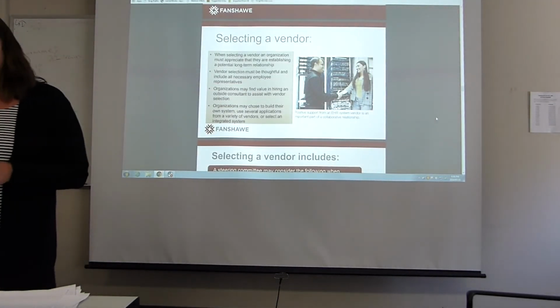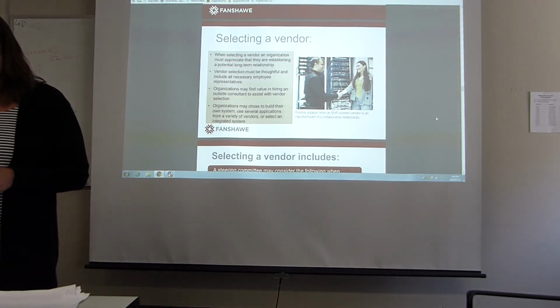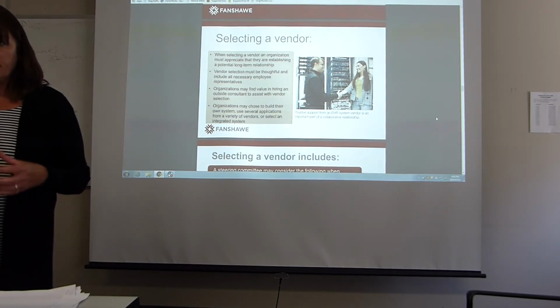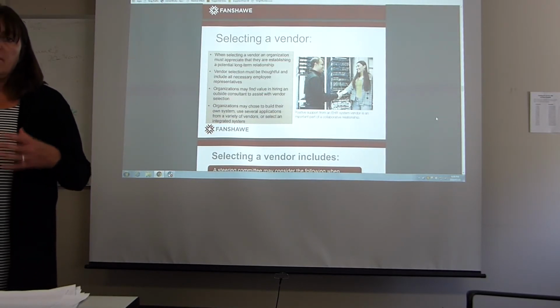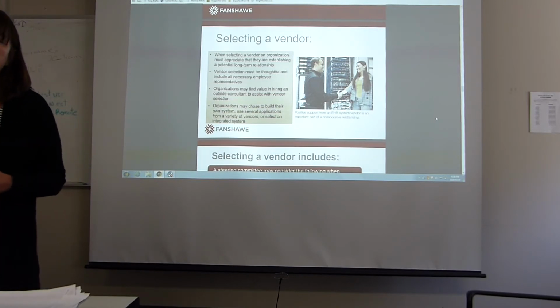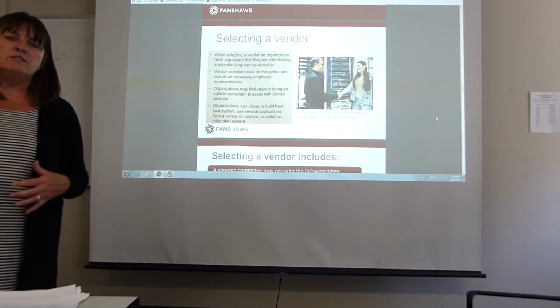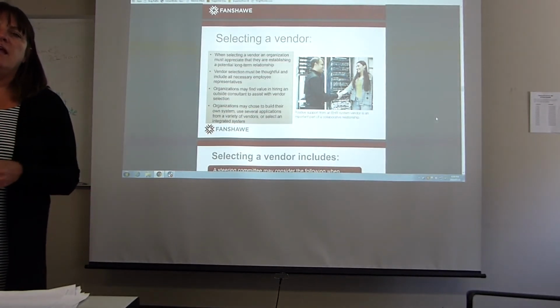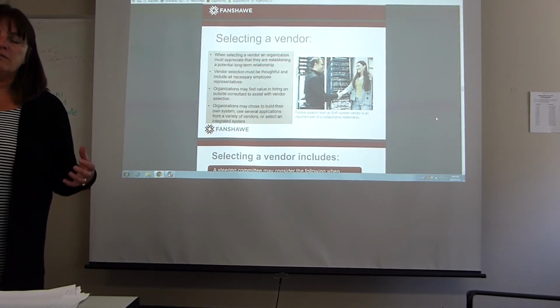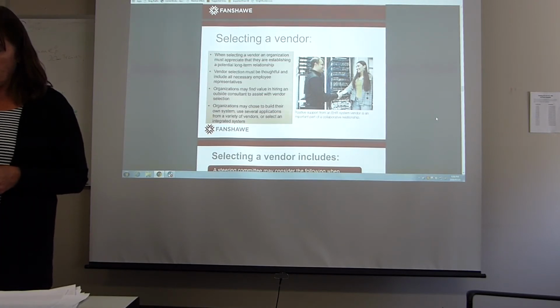The vendor selection must be thoughtful and must include all necessary employee representatives. That is difficult to do because it can be many stakeholders, but so important to do, and to make sure that we've included them, that their thoughts have been conveyed, and we're taking their work processes into consideration.